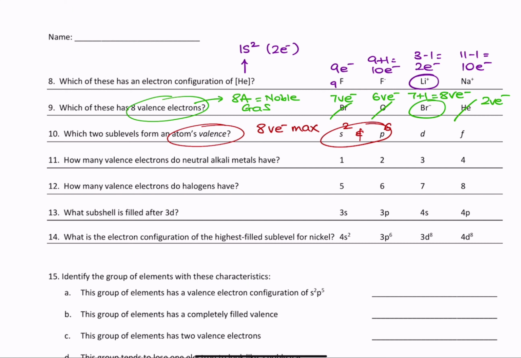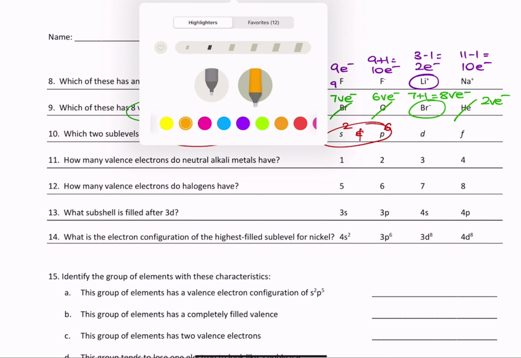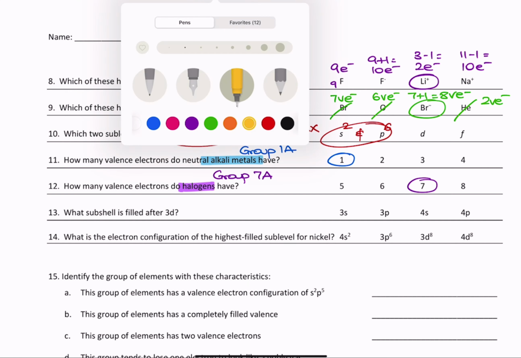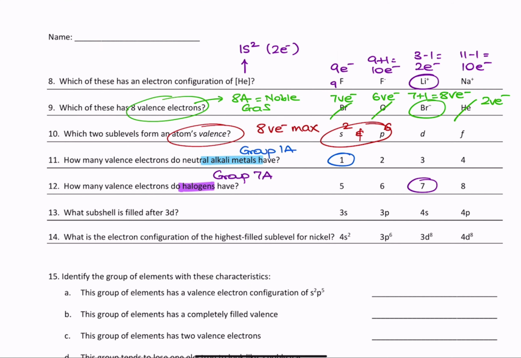How many valence electrons do neutral alkali metals have? Well, alkali metals are group 1A, therefore they will have 1 valence electron. How many valence electrons do the halogens have? Well, the halogens belong to group 7A, therefore 7 valence electrons. What subshell is filled after the 3d? After the 3d comes the 4p, actually it's the 4s, then the 3d, then the 4p.